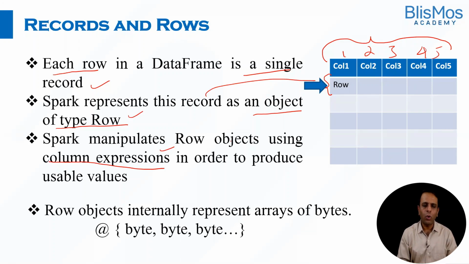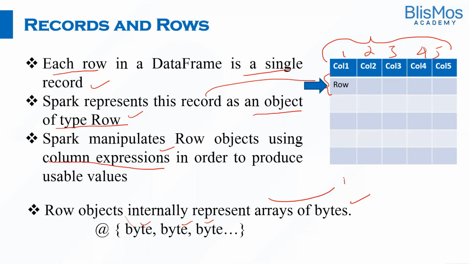Internally, a row is represented by an array of bytes. When you say array of bytes, assuming that this is an array, we have a byte, a byte, a byte. For example, we can take the marks of one person. If you have to represent this as an array, let us say it is equal to 65, 75 and 85. This is the marks of a particular person.